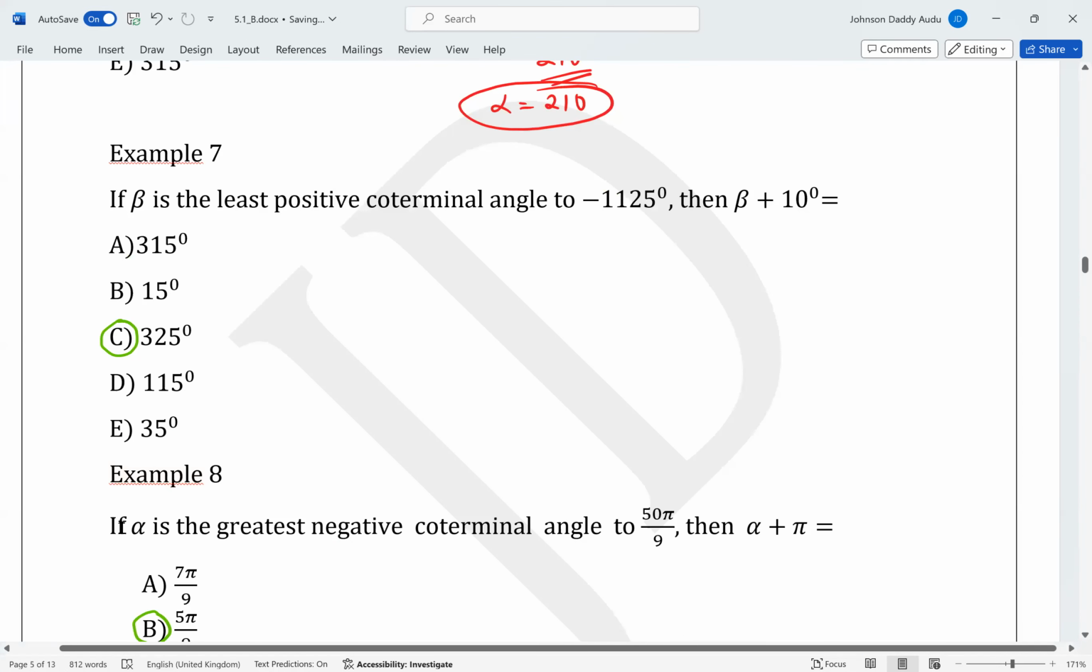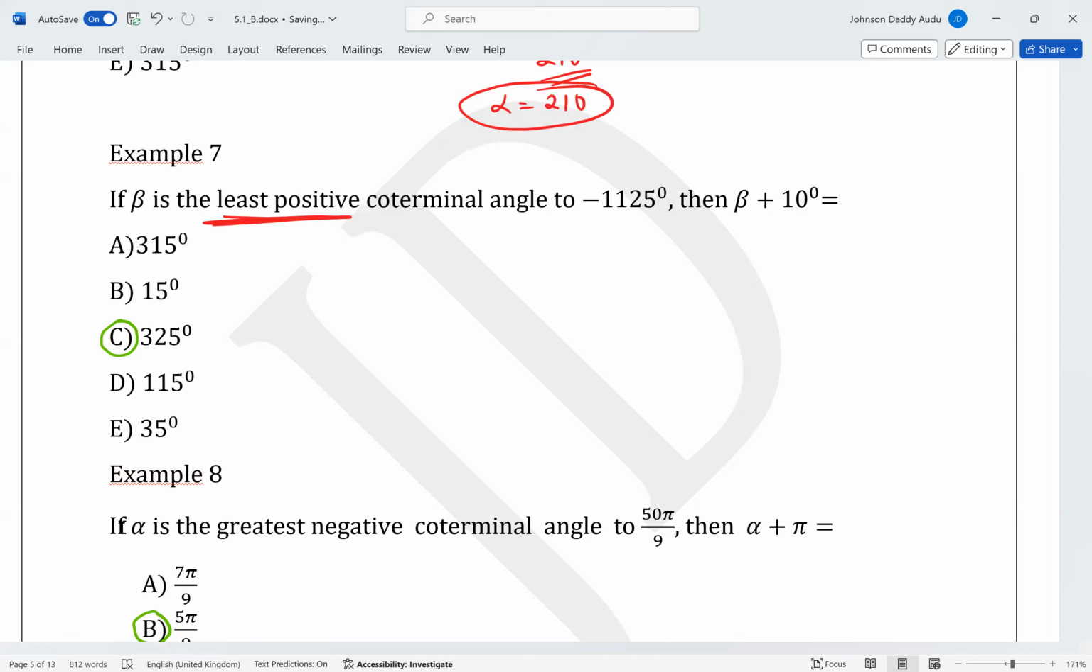Now, example 7 says if beta is the least positive coterminal angle. So here you're looking for the least positive. What do you mean by least positive? Least positive simply means the smallest possible positive coterminal to this number. So let's write the general form. Coterminal is going to be minus 1125 plus or minus k of what? 360, right?